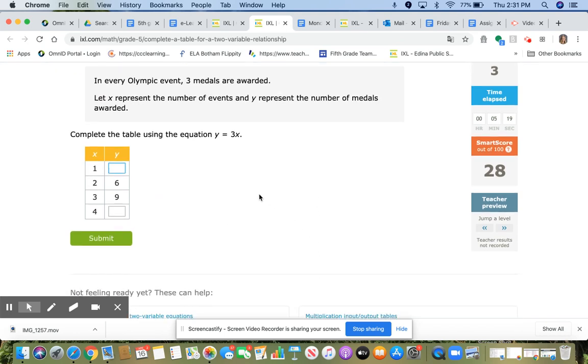Something to keep in mind here is that it's just figuring out what the rule is. Now, anytime you see a 3 or a number next to a variable, that means multiplication. So here we know that y is always x times 3. So 1 times 3 is 3. 2 times 3 is 6. 3 times 3 is 9. 4 times 3, 12.